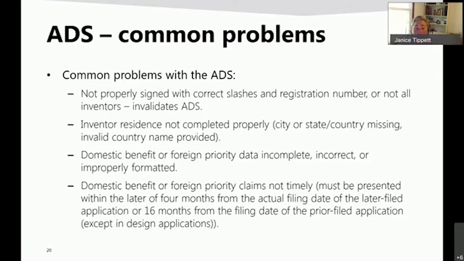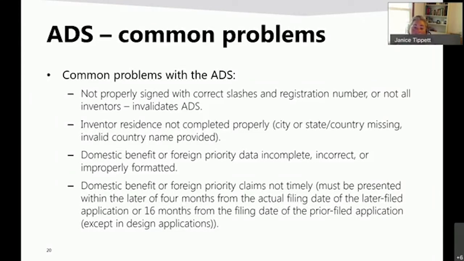Domestic benefit claims and foreign benefit claims may be incomplete or incorrect. That's another thing that we see often, or that they're improperly formatted. Domestic benefit claims must be given from the current application backward in time. So it's chronologically from the most recent to the furthest away. And so if you give us the oldest case first, then we would not be able to capture any of your benefit claims.